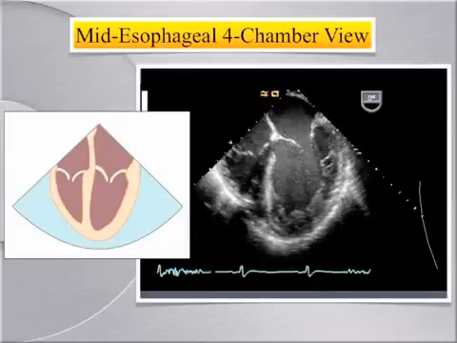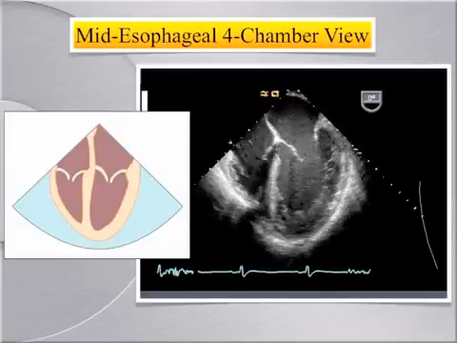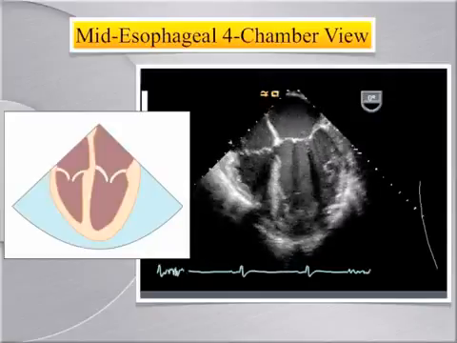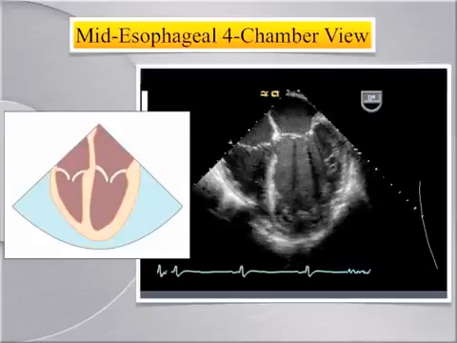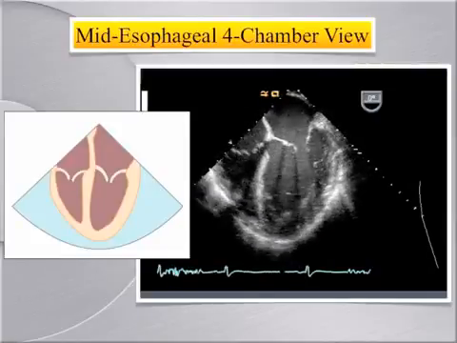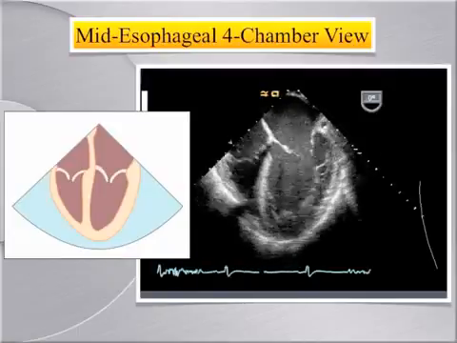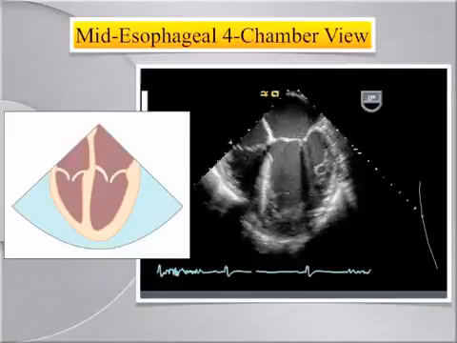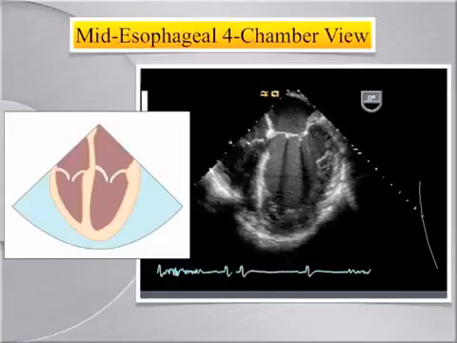The mid-esophageal 4-chamber view is obtained at 0 degrees. It can demonstrate wall motion of the septal and lateral walls at the basal, mid, and apical levels. It can also be used as part of a volumetric assessment by Simpson's method of discs. In this method, the LV chamber is traced in the 2 and 4 chamber views and used to calculate LV volume.